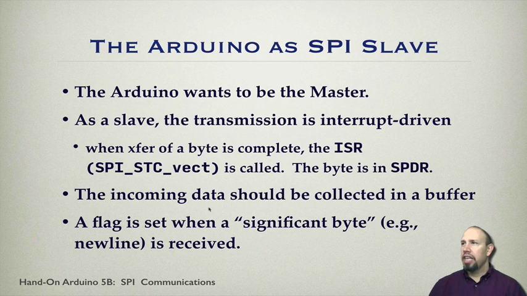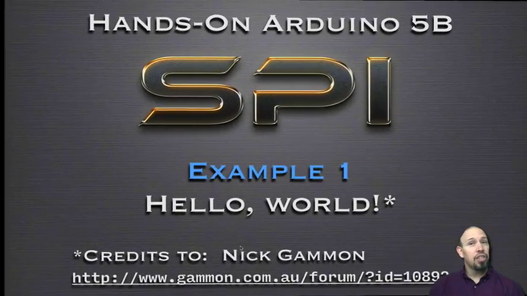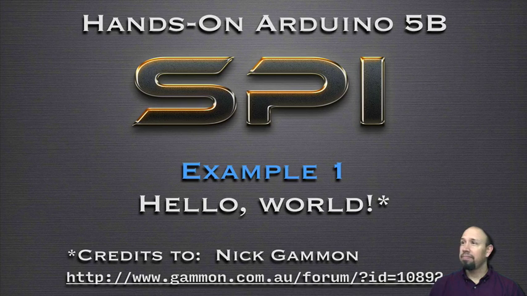The incoming data may be collected into a buffer, for example, if you're sending a string of data. And a flag is set when a significant byte is received. That is, it communicates that a new line is received. So that's important if you're using string data, not necessarily so important if you're working with numeric data. So this is the SPI as a slave. This brings us to our first example.